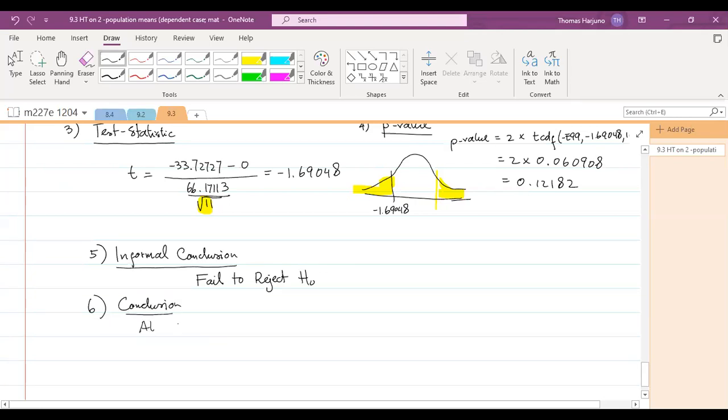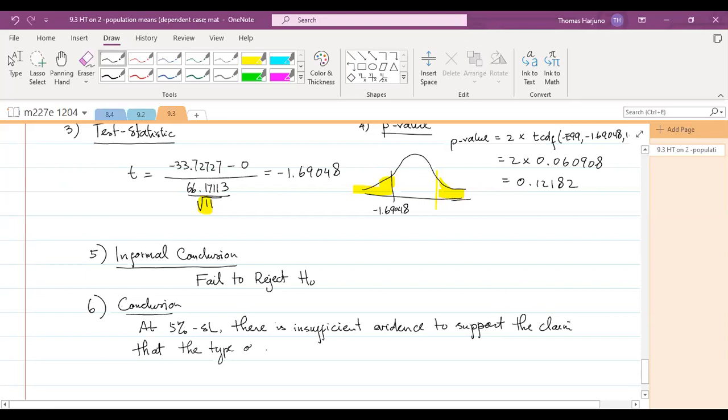At 5% significance level, there is insufficient evidence to support the claim that the type of seed affects the yield.